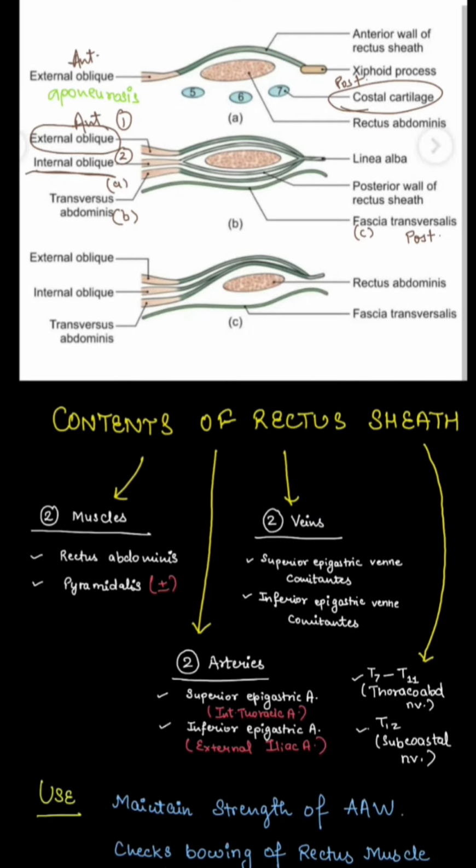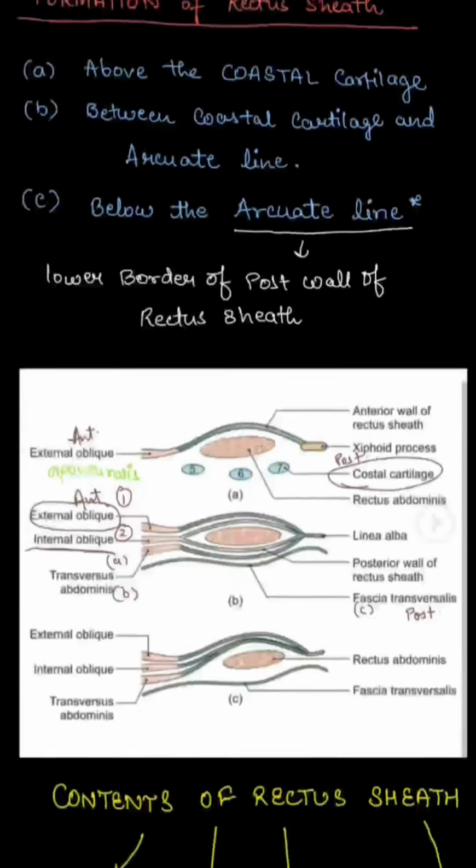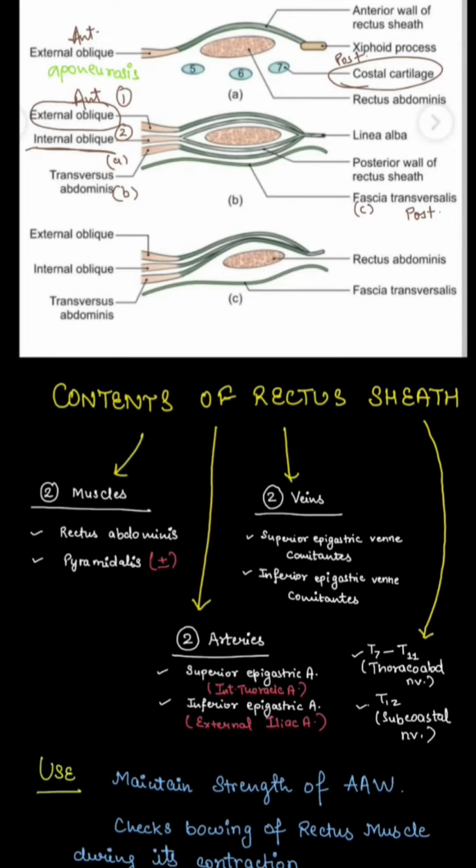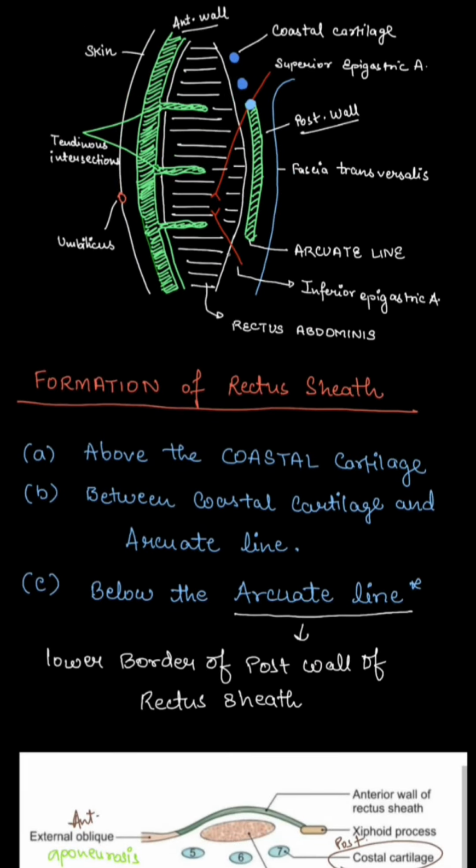Now let's look into the section which is below the arcuate line. Okay, this was the arcuate line. You can see the section which is below. Here we can see that the wall is slightly deficient.